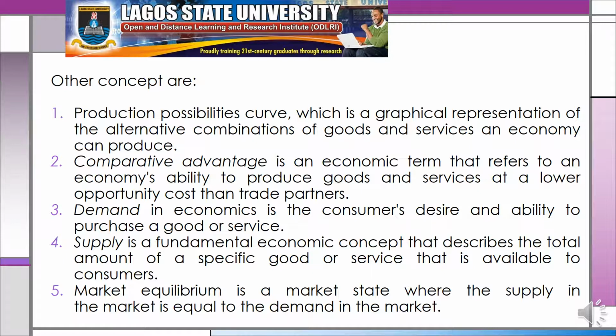There are different types of demand. In this basic concept, we'll be looking at five types of demand: individual and market demand, organization and industrial demand, autonomous and derived demand, demand for perishable and durable goods, and short-term and long-term demand. Supply. Supply is a fundamental economic concept describing the total amount of specific goods and services that is available to a consumer.